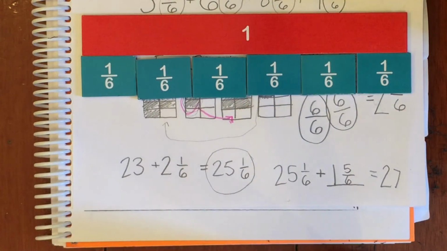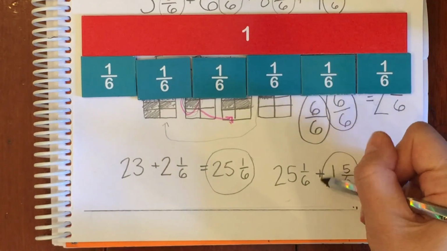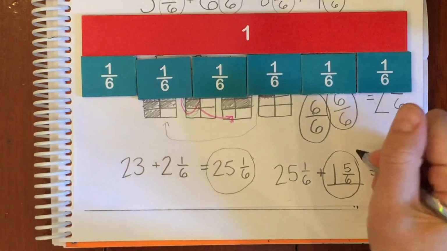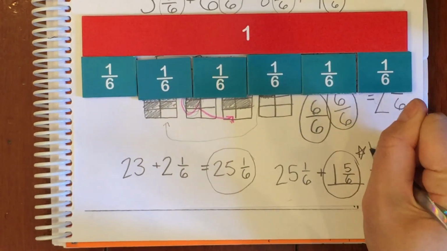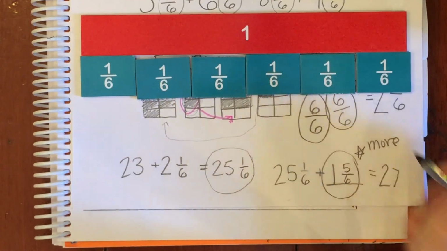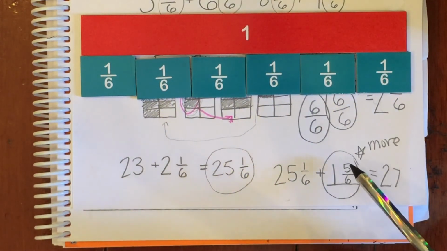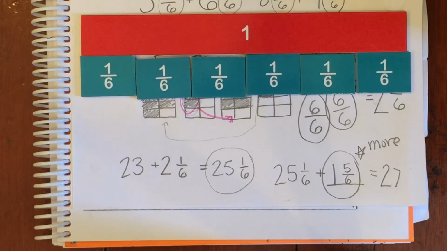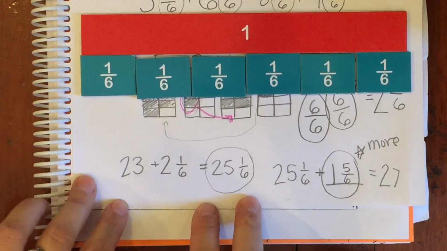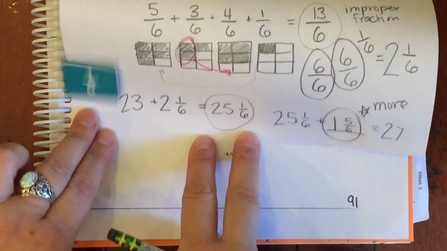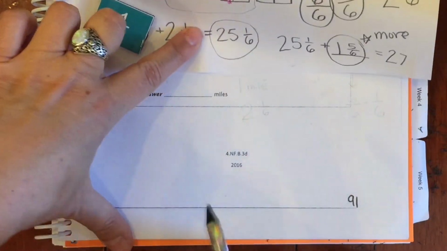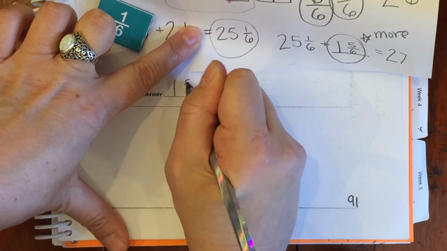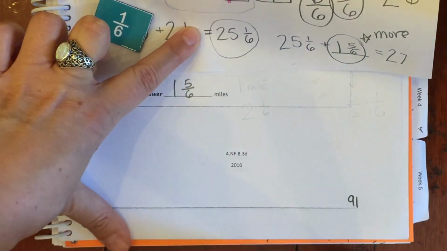So the answer that I got for this question was that they need to pave 1 5/6 of a mile more. So I would go ahead and write that on my answer line. 1 5/6 miles.